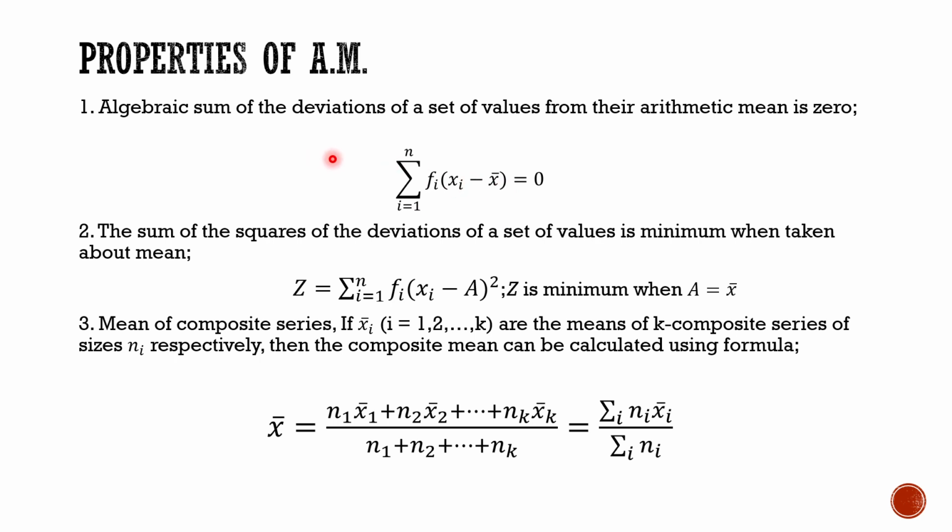The second property is this: the sum of the squares of the deviations of a set of values is minimum when we take it about the mean. So if we choose that arbitrarily chosen number a as the arithmetic mean, then this sum would be minimum. How we can interpret it is this: if it is required to use a single number as a typical value for a set of known numbers like x1, x2, and so on, then the arithmetic mean of the numbers does this best, in the sense of minimizing the sum of squared deviations from the typical value.